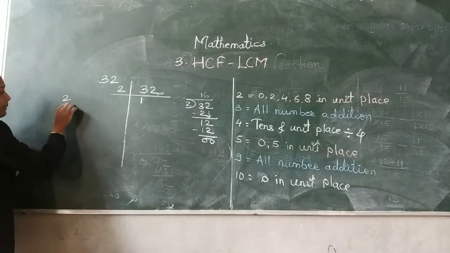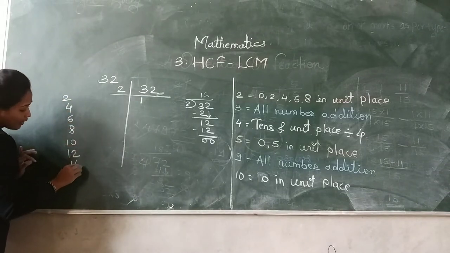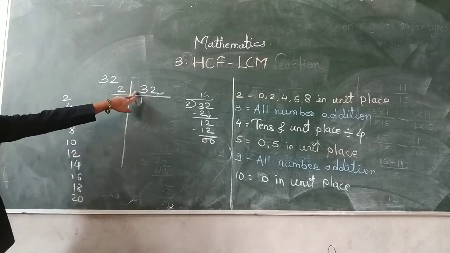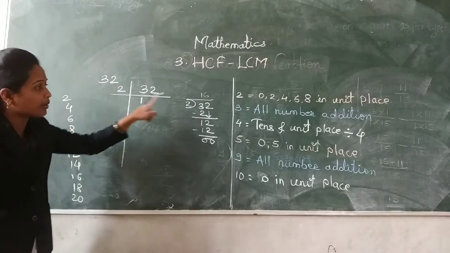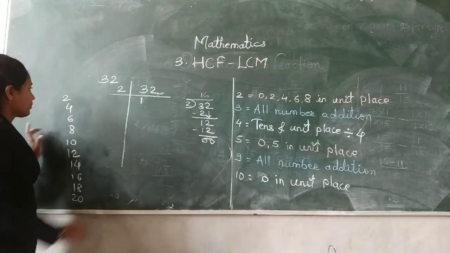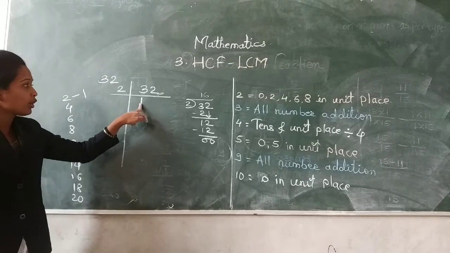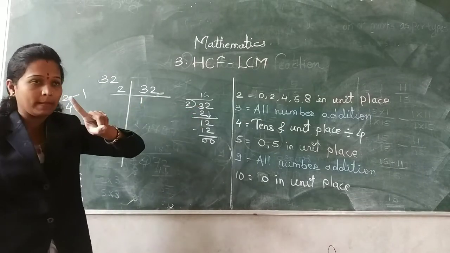You can write down the table. 2 2s are 4, 2 3s are 6, 2 4s are 8, 2 5s are 10, 2 6s are 12, 14, 16, 18. If you observe, your first number is 3 and in the table of 2, 3 is not there. So we have to take the number smaller than 3, that is 2. So 2 ones are 2. That's why we take 1 here. 2 ones are 2. And here we do the subtraction. 3 minus 2, answer comes 1.